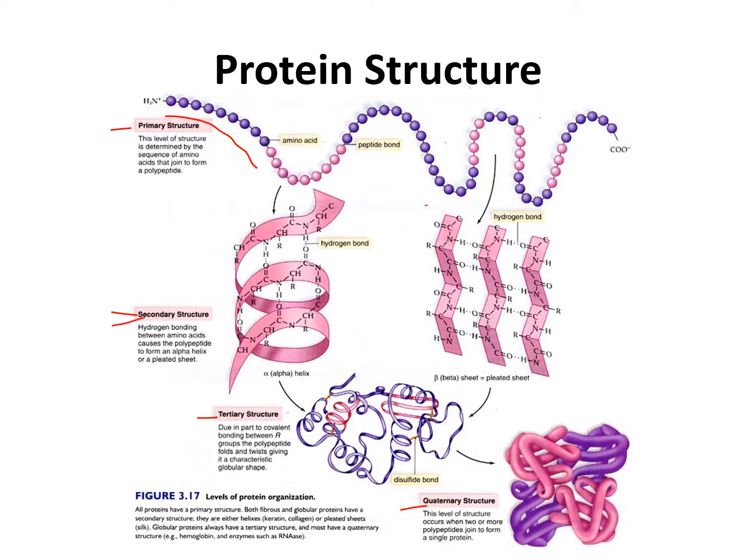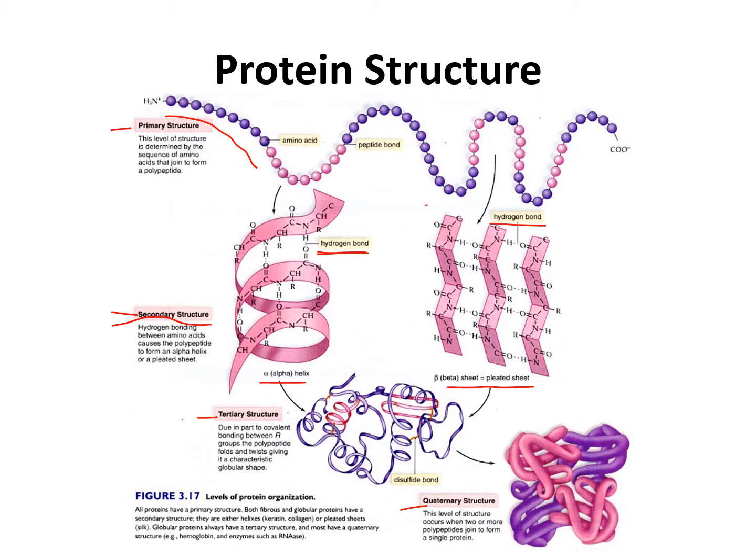Then secondary structure. Secondary structure is how that original chain of amino acids starts to bind together via hydrogen bonds. So it can either be in an alpha helix shape, like a corkscrew shape, or it can be in a beta pleated sheet. So sort of like paper that has been folded like a fan. But both of these are held together by hydrogen bonds.